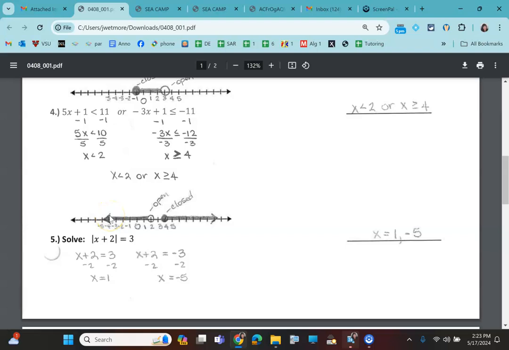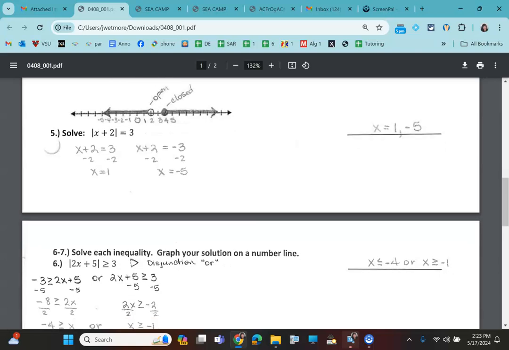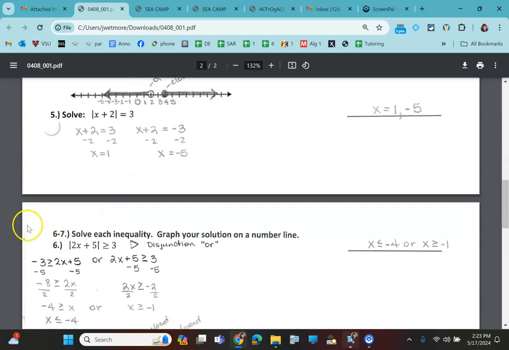All right, then number 5 is an absolute value equation. So we said that for an absolute value equation, we would take what was inside the absolute value and set it equal to a positive and a negative of what's on the other side. So we're going to take x plus 2 and set it equal to a positive and a negative 3. So here it's set equal to a positive 3, and here it's set equal to a negative 3. So I'm going to solve those two equations.